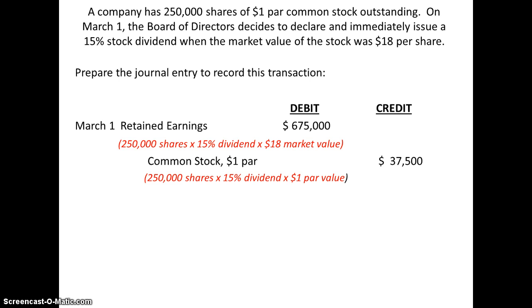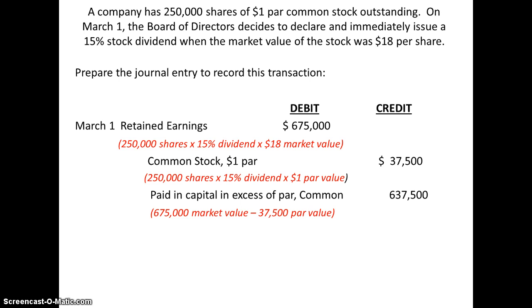Notice my debits don't equal my credits, which is a very bad thing in accounting. So we know that we need one more thing. Whenever we have a difference between the market value and the par value of stock, we put it into the account called paid-in capital in excess of par for common stock. So it's just the difference between the market value and the par value, and it comes to $637,500. That's not too bad, right? With me? Great. Now let's look at a large stock dividend.